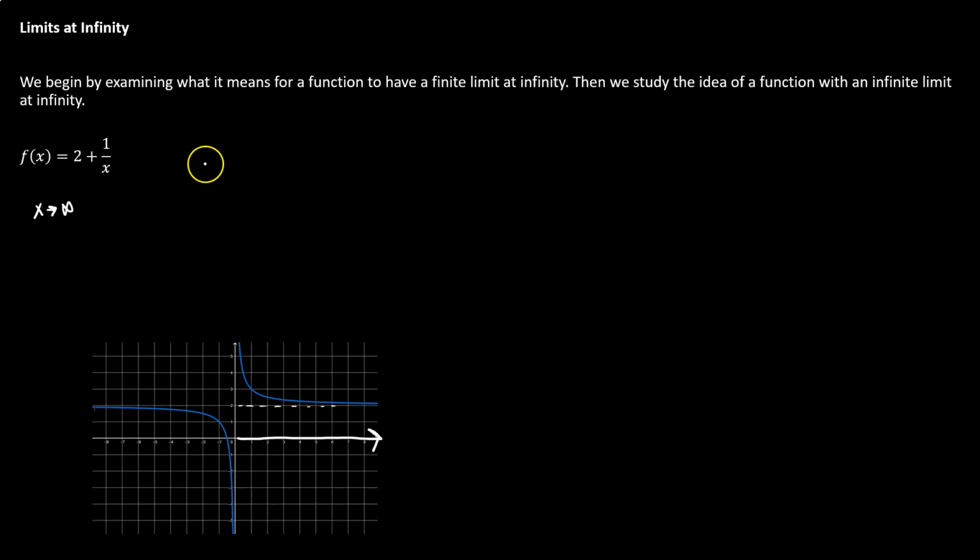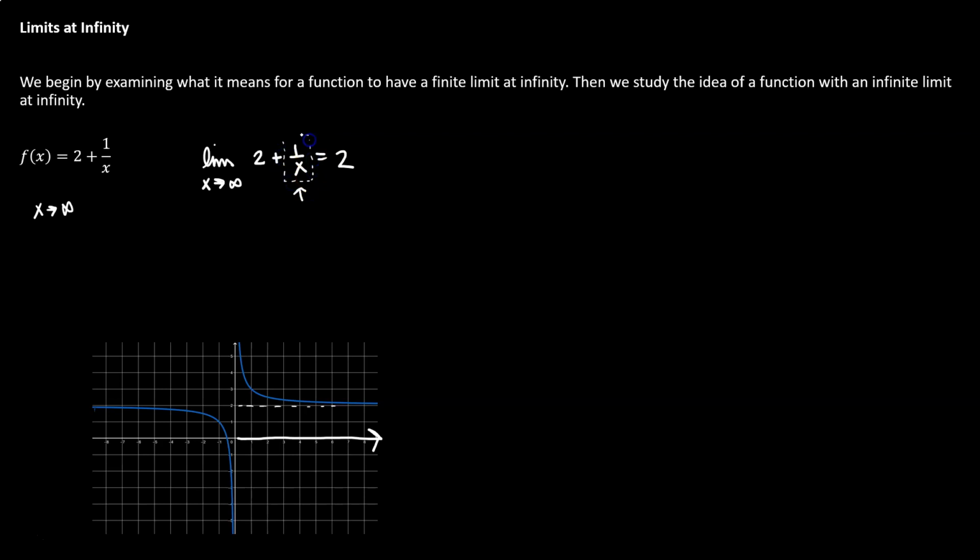So just from looking at the picture, we can conclude that the limit as x goes to positive infinity of 2 plus 1 over x is equal to 2. And we can actually argue this algebraically as well. We know that the limit of a constant, like 2, is just equal to 2. So the first term, 2, that one's pretty straightforward. It's the second term that requires a little bit of thinking.